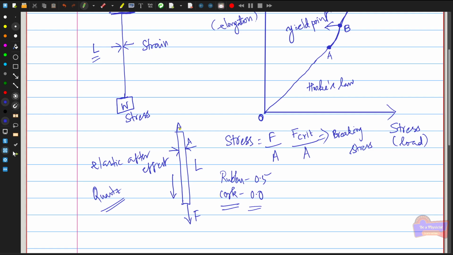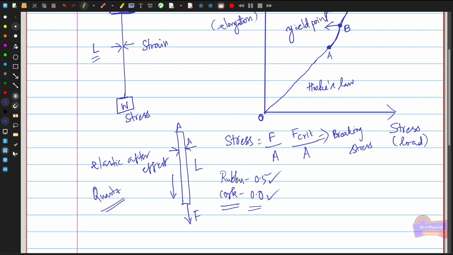So when you are removing the cork with enormous stress, there is no reduction of the cross section, so the Poisson ratio is nearly equal to 0. That is why cork is used in different glass materials as a cap. On the other hand, rubber has a Poisson ratio almost equal to 0.5, which means it has a high elastic property.